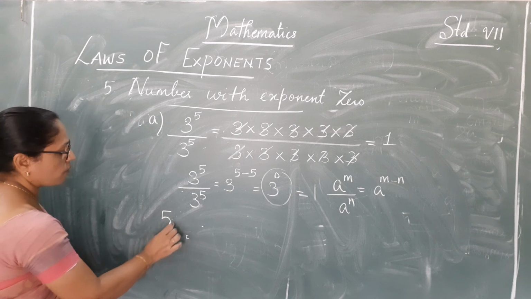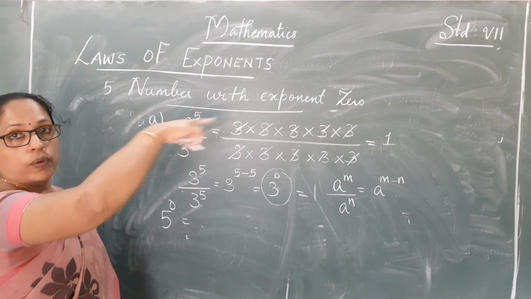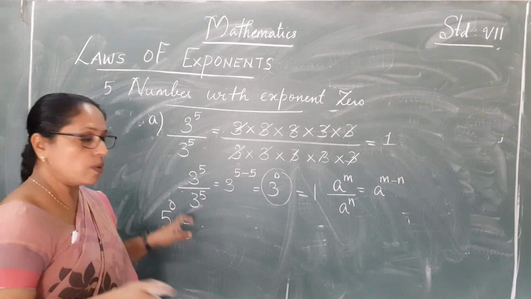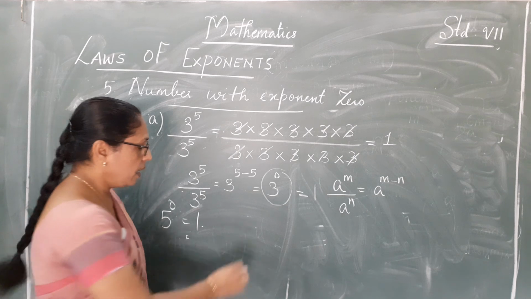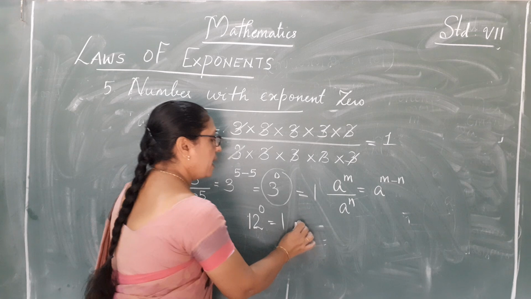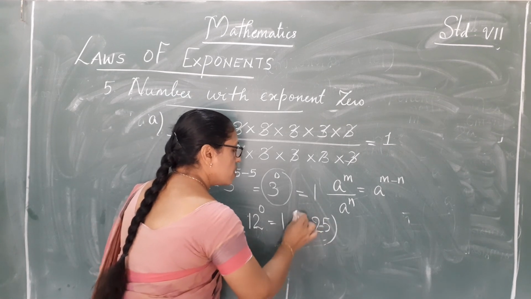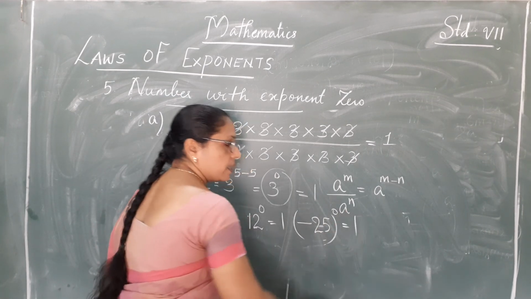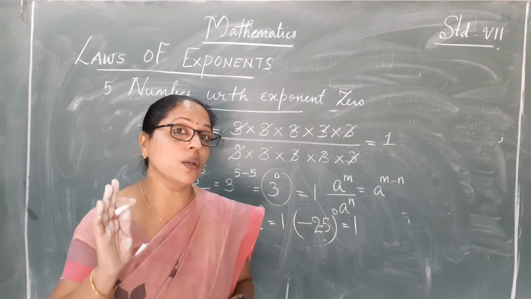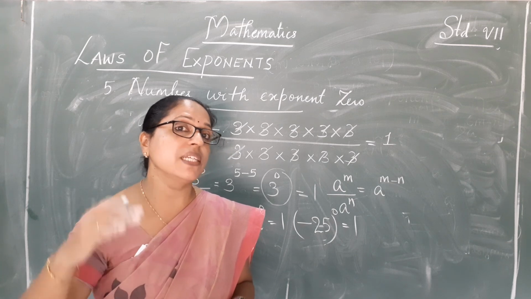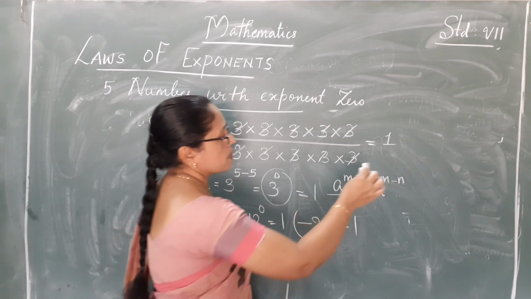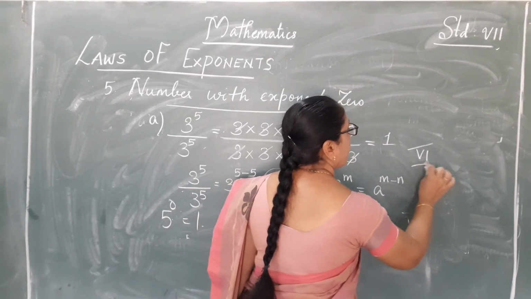Another example, what is 5 raised to 0? According to the new law, any number with exponent 0, what's the answer? 1. Okay, 12 raised to 0, what's the answer? Yes, 1. Negative 25 raised to 0, what is the answer? 1. So for every non-zero integer, means every integer except 0, when the power is 0, the answer is 1. Okay, so here comes the sixth law, a raised to 0.